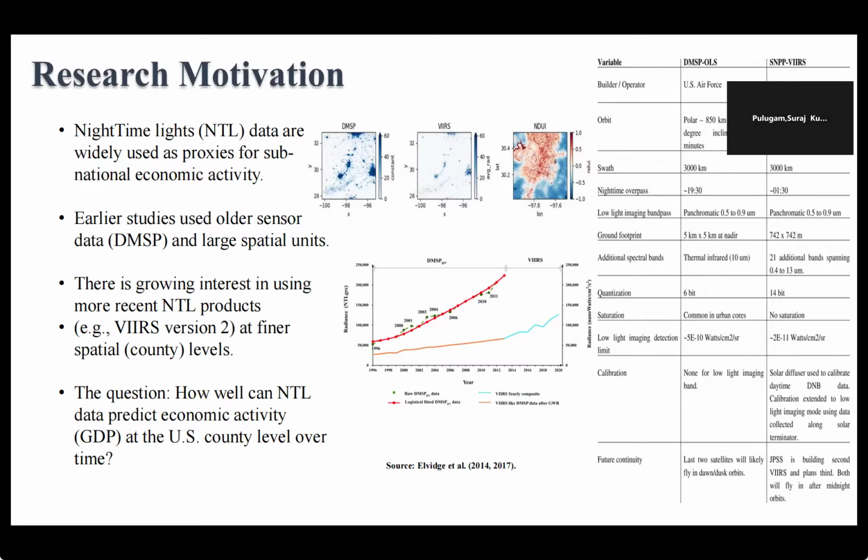The motivation behind this research is that nighttime lights, or NTL data, are a reliable proxy for measuring economic activity, especially where traditional GDP data are missing or delayed. Older satellites like DMSP provided such data, but they had low spatial resolution and calibration issues. The new VIIRS sensor provides more accurate and higher resolution nightlight data, allowing analysis at smaller spatial levels such as counties. But the main question here is how well can NTL data explain or predict economic activity in US counties over time? We will discuss it in this presentation.